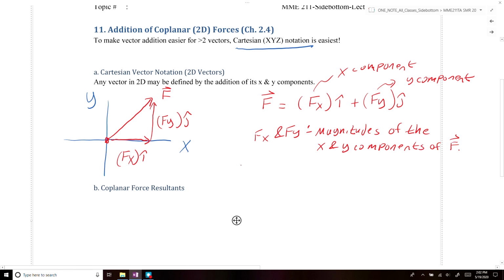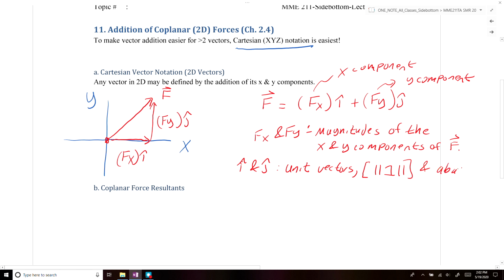And then i and j, or i hat and j hat, are unit vectors, which means they have a magnitude of 1. So i and j have a magnitude of 1, and they are directed along the positive x and y axes. The x-axis corresponds with i hat, and the y-axis corresponds with j hat.